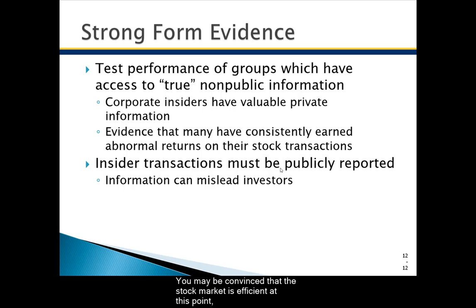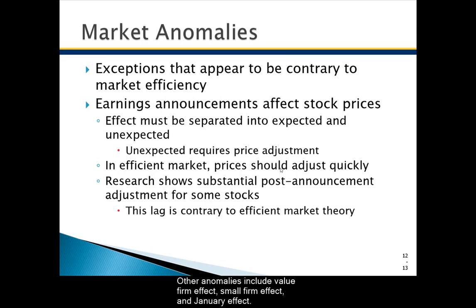You may be convinced that the stock market is efficient at this point, but empirical evidence on the issue of market efficiency is truly mixed. There are many so-called market anomalies showing that the market may not be that efficient in the real world. For example, the post-earnings announcement stock price drift anomaly shows that the market is not fully efficient in incorporating news containing earnings announcements. Other anomalies include the value firm effect, small firm effect, and the January effect.